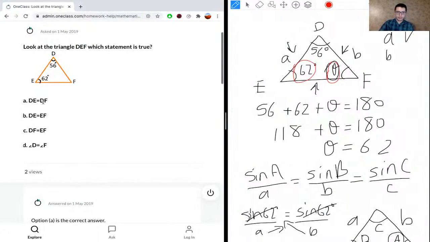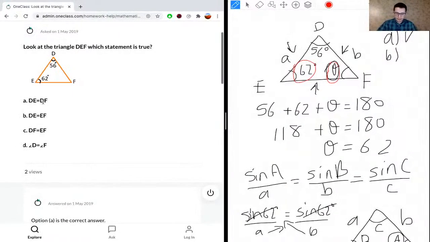B is side DE equal to EF. We know this is not true, mainly because the opposite side over here is 56 degrees, and if we use sine law, we would not get that DE is equal to EF. And then the next one is DF is equal to EF. This is the same thing. We know EF is a different length than side A and side B, so that's not true.